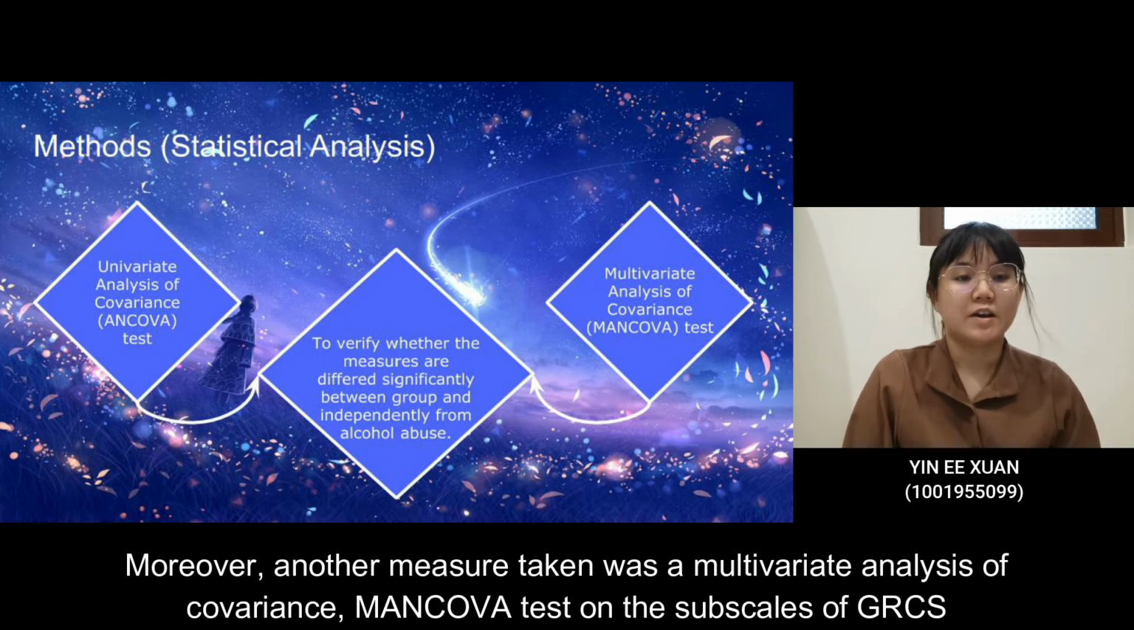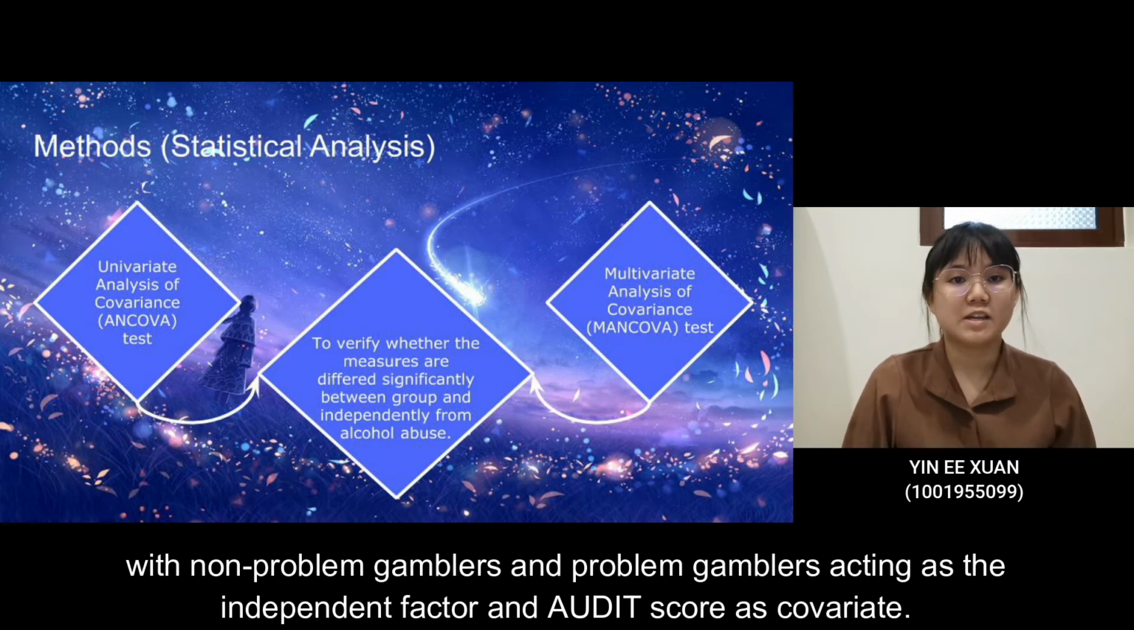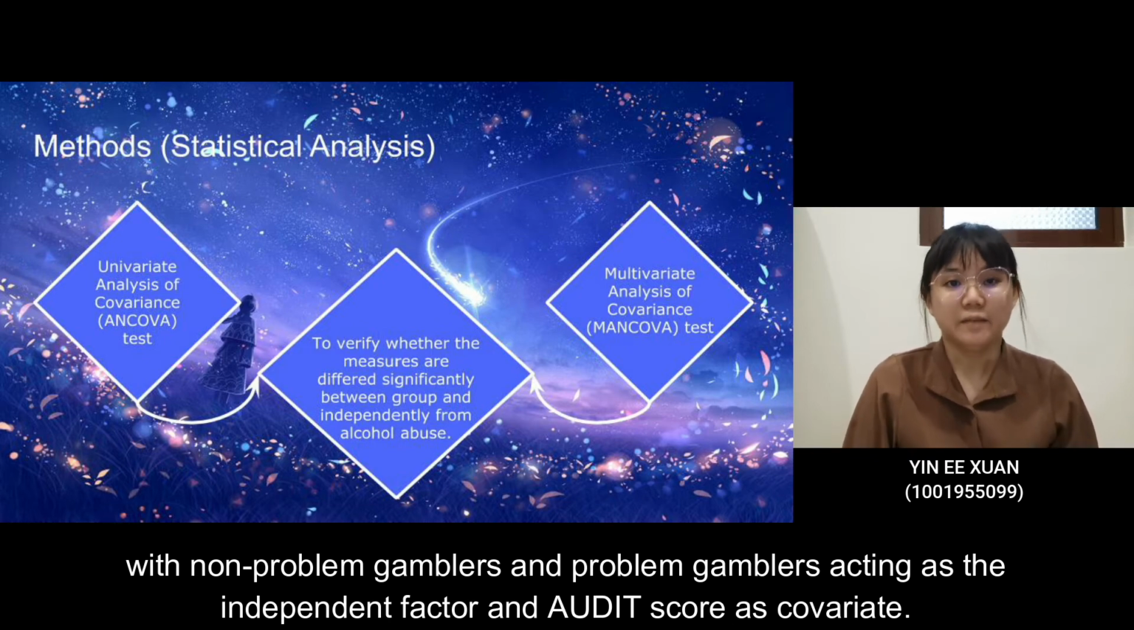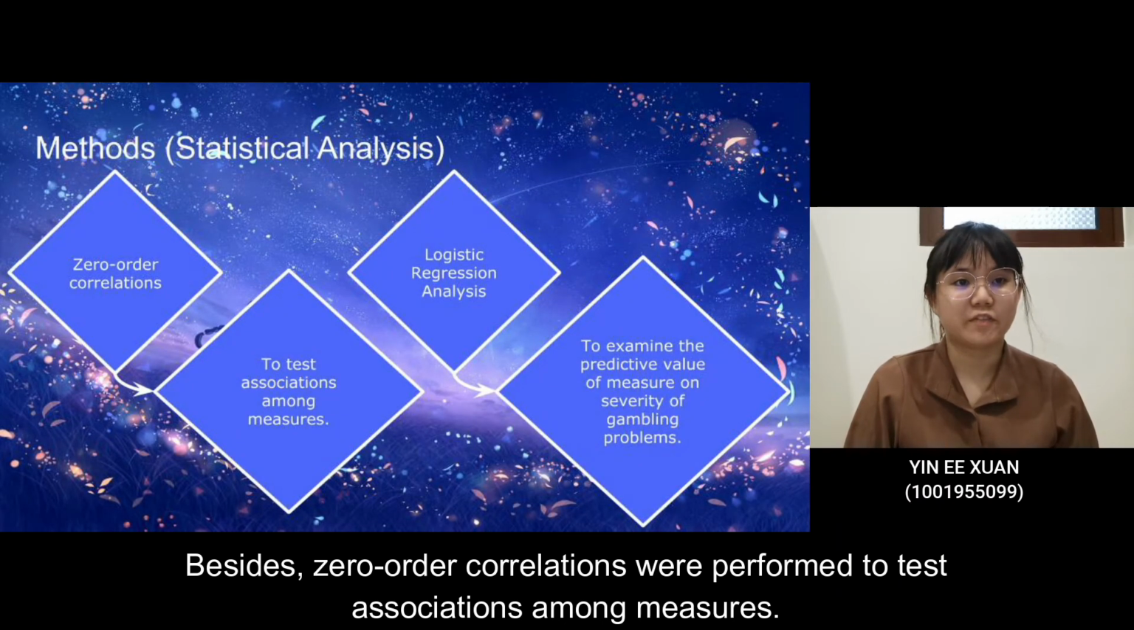Moreover, another measure taken was a multivariate analysis of covariance, or MANCOVA, test on the subscales of GRCS with non-problem gamblers and problem gamblers acting as the independent factor, and AUDIT score as covariate. Besides, zero-order correlations were performed to test association among measures.